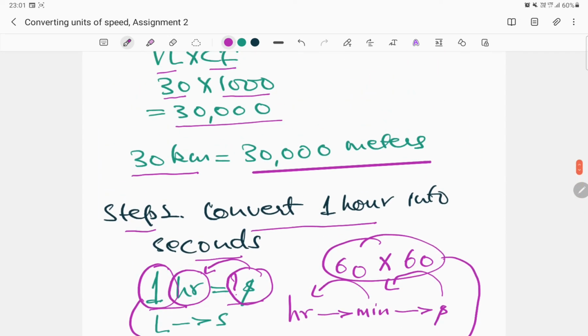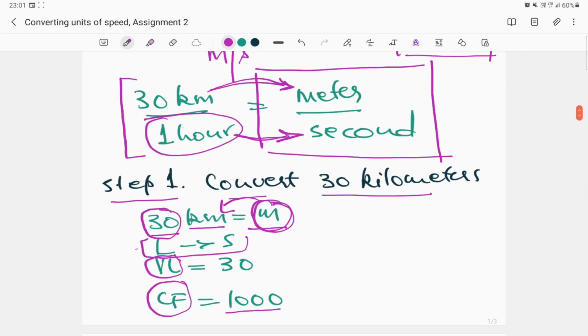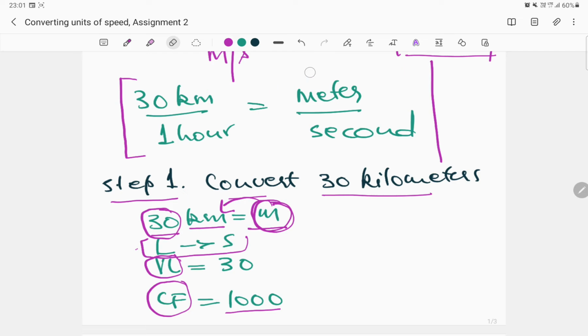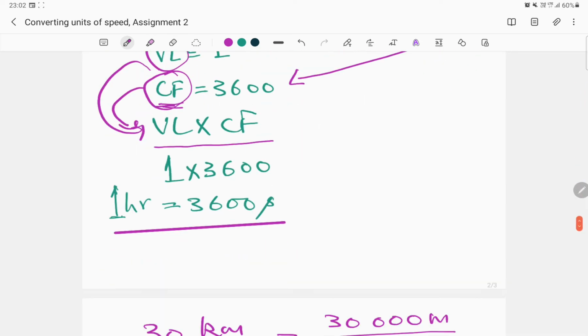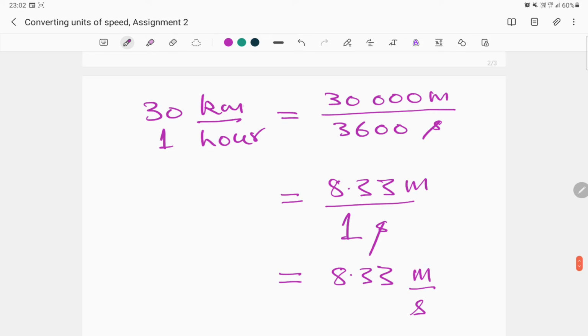So now what do we have? We were supposed to convert 30 kilometers per hour into meters per second. And now we know that 30 kilometers is 30,000 meters, and we also know that 1 hour is nothing but 3600 seconds. So these many meters in these many seconds. What do we do next? What we do next is we write this: 30 kilometers in 1 hour is equal to 30,000 meters in 3600 seconds, and then we divide this.